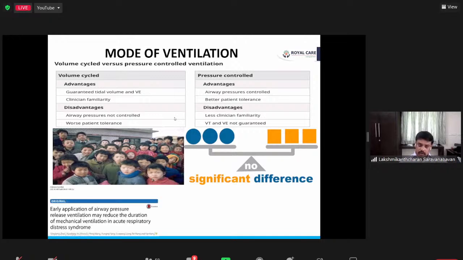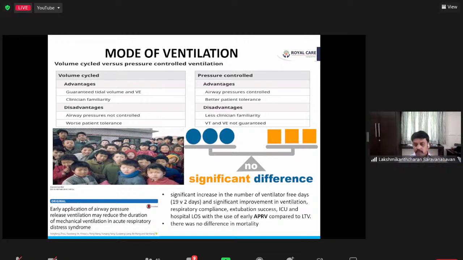But there was an interesting study in recent times which showed that early application of a mode called airway pressure release ventilation, or APRV, has a significant increase in the number of ventilator-free days and significant improvement in respiratory compliance, extubation success, and ICU and hospital length of stay, compared to the normal ventilation. But still, there was no difference in mortality.